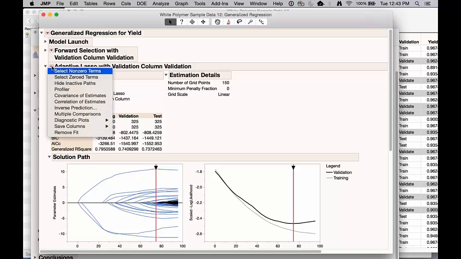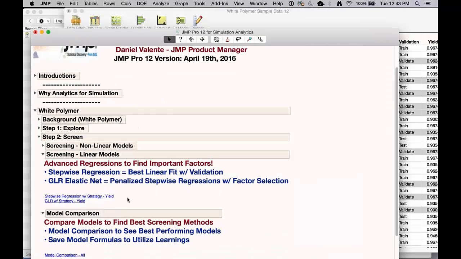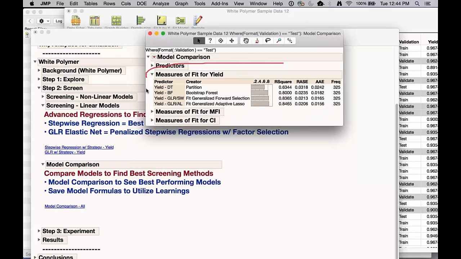So the nice thing I can do, I can save these prediction formulas. And we did that, and we will compare them all. Now when I hit the comparison, here's all the ones for yield. Here was the partition, here's the bootstrap, and then here are the two regressions I ran. And here's a comparable R squared. This is basically, the closer to 1, the more predictable it is. And so this last one had the highest predictability and the lowest squared error.